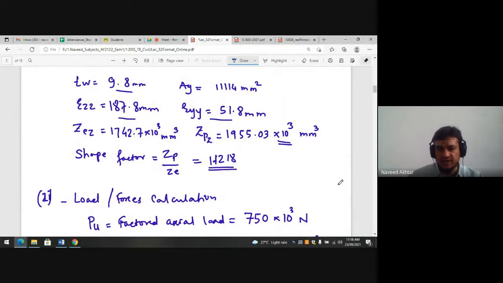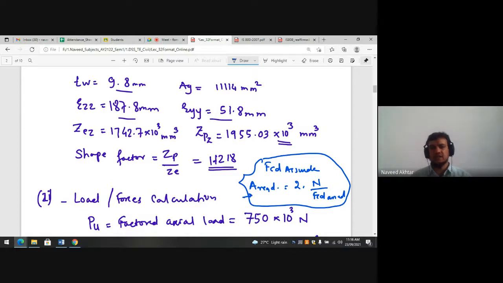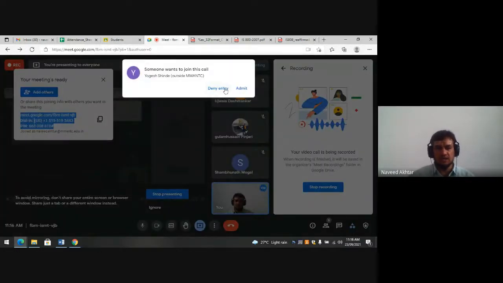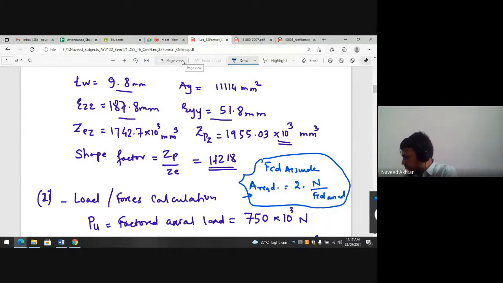If the section is not given, you have to assume fcd, and the area required you have to find out for the section. That is 2 times N upon fcd assumed, so 2 times this load. If there is bending, then you have to find the area from that, and based on this area you have to select the section. Then the other steps are the same.